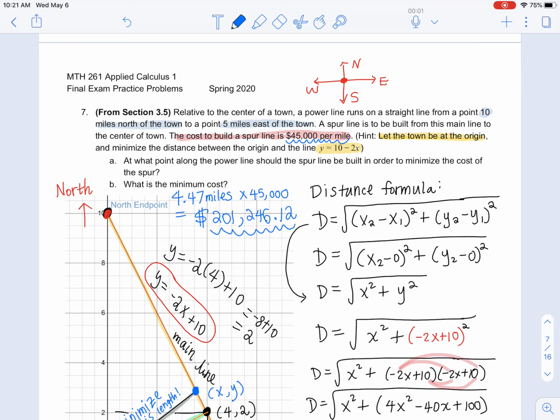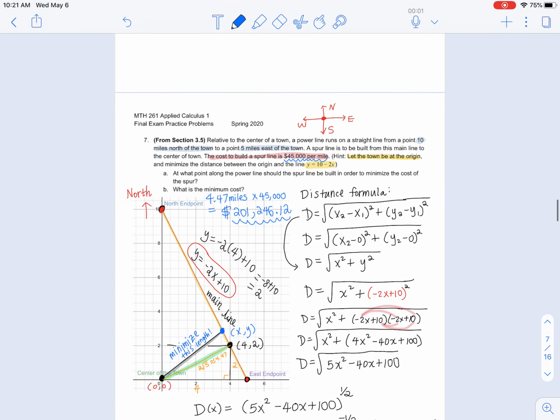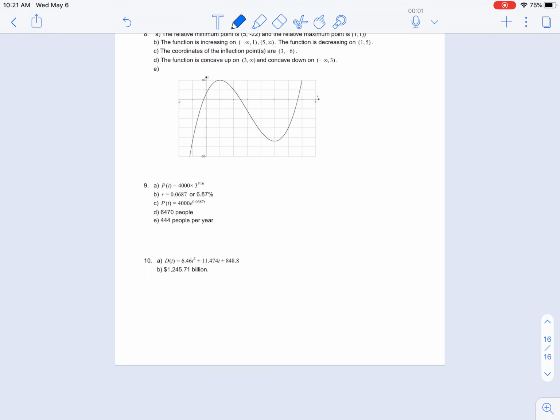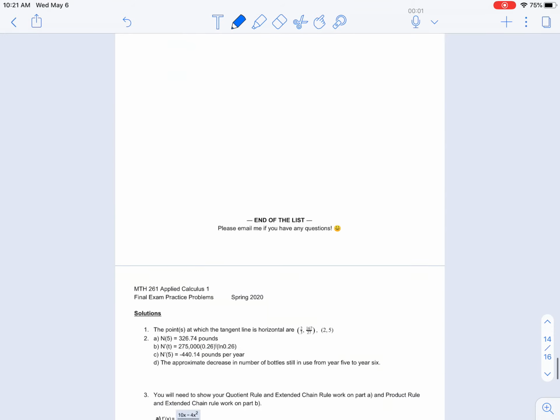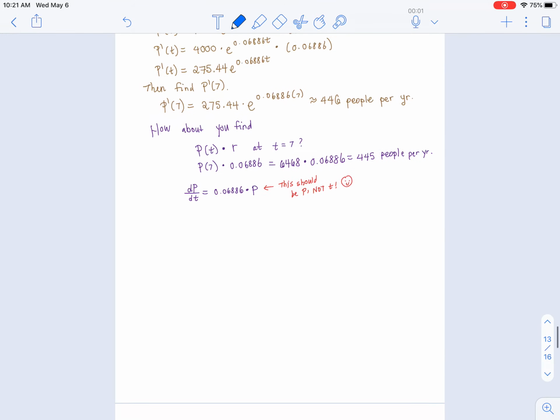Just make sure you understand every piece of it and let me know if any parts of it do not make sense, okay? All right, so I will be back with the very last one that I got an email about, which was number 10. So I'll do number 10 and that's going to be it.